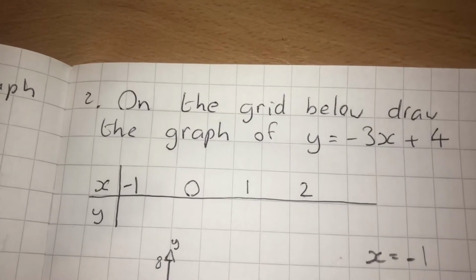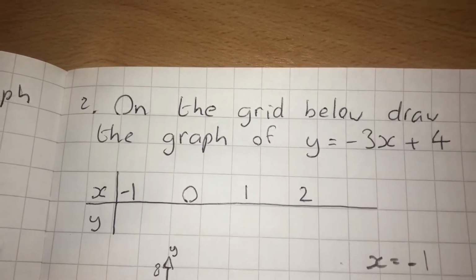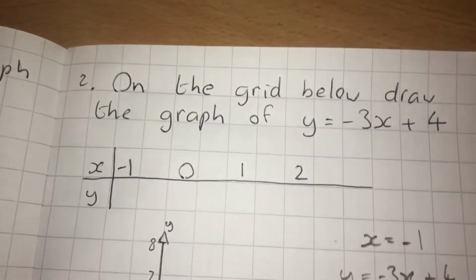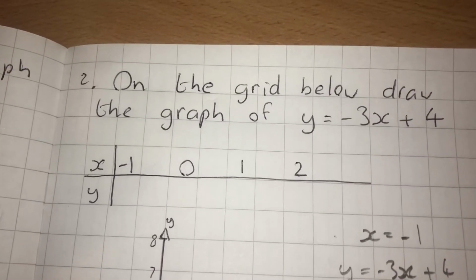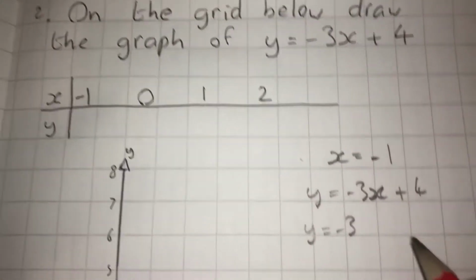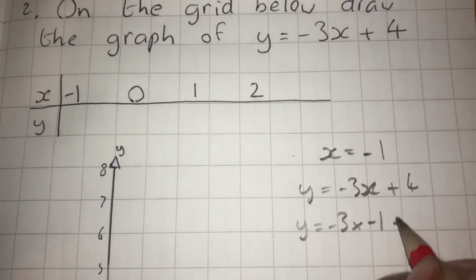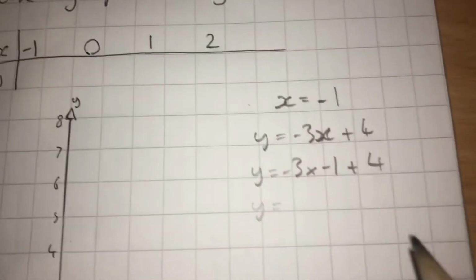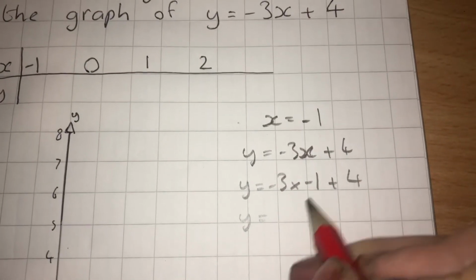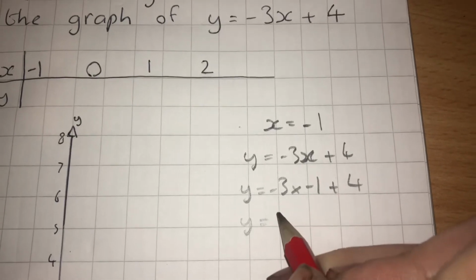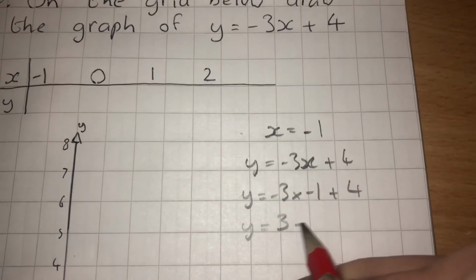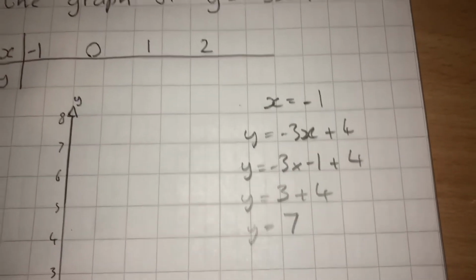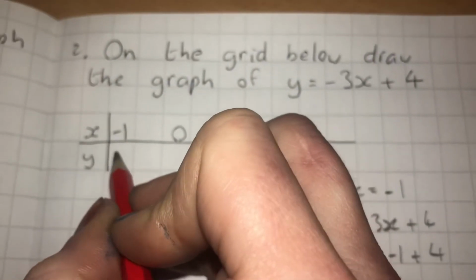So x equals minus 1, y equals minus 3x plus 4. I'm going to replace x with minus 1. So that's minus 3 times x, so that's minus 3 now, times minus 1, plus 4. Just be careful. Minus 3 times minus 1. Multiplying two negatives. Use your calculator for that if you're unsure. Multiplying two negatives gives me a positive. So minus 3 times minus 1 is positive 3 plus 4. Y equals 7. Okay? So x minus 1, y equals 7.